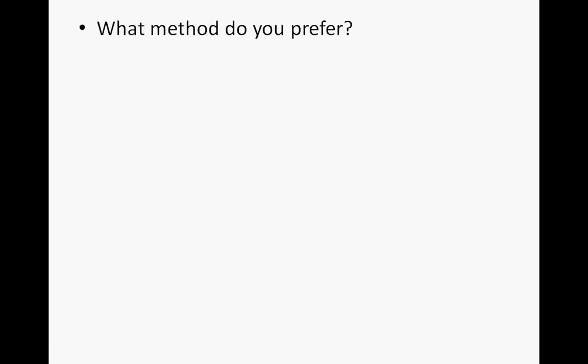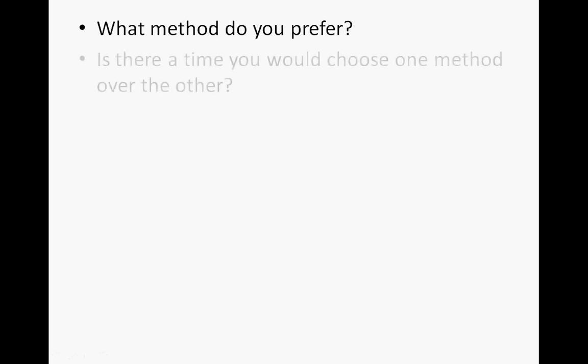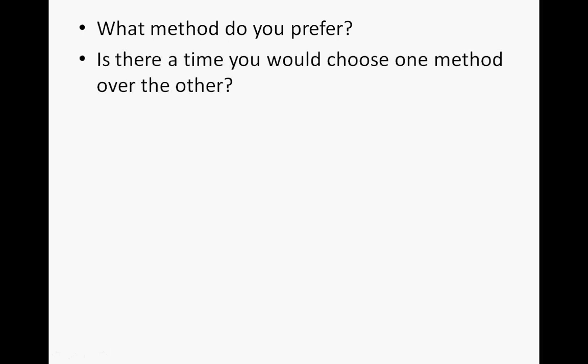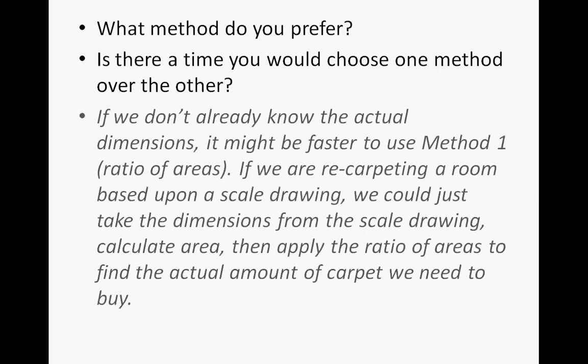And what method would you prefer? Is there a time when you would choose one method over another? Well, if we don't know the actual dimensions, it might be faster to use method 1, the ratio of the areas. If we are recarpeting a room based on a scale drawing, we could just take the dimensions from the scale drawing, calculate the area, and then apply the ratio of the areas to find the actual amount of carpet we need.